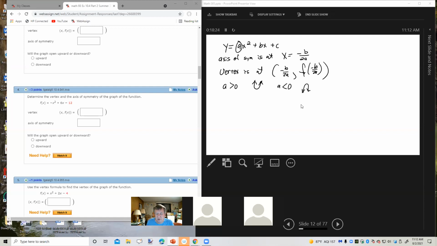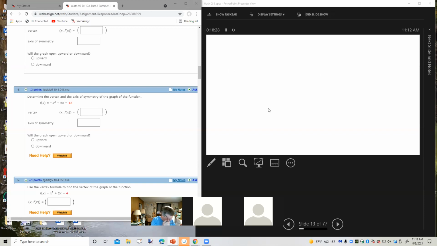So let's put this into practice. Let's say we have the following function. f of x equals x squared plus 4x plus 5. It says determine the vertex and the axis of symmetry of the graph of each function. Will the graph open upward or downward?